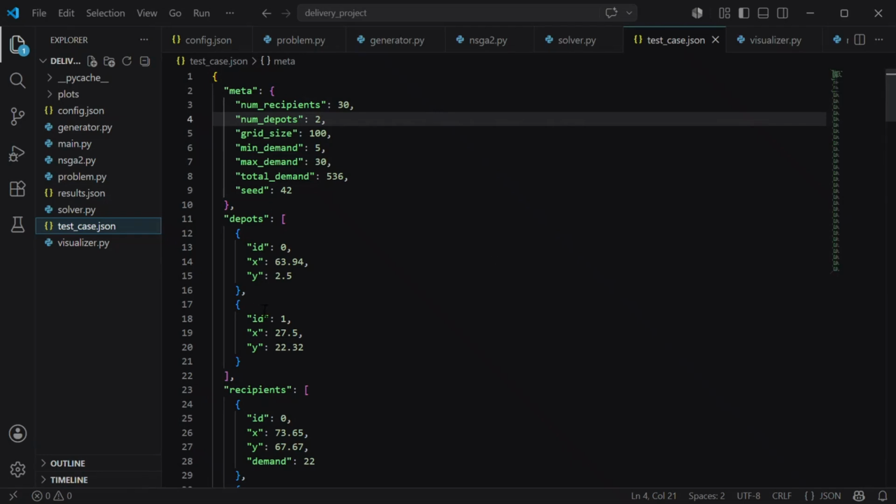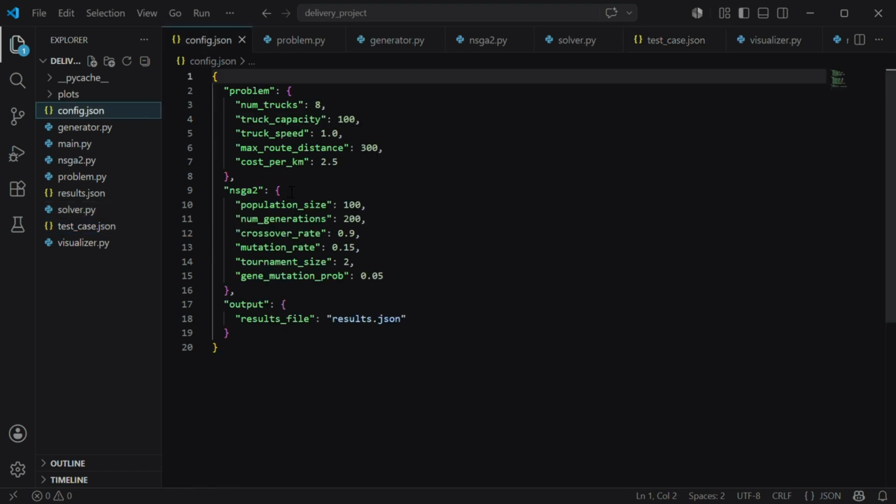This is projects, the package delivery system. We have 7 files here. Config.json is where all our settings are. Things like the number of trucks, the truck capacity, how many generations to run. You can change any of that without touching any code.